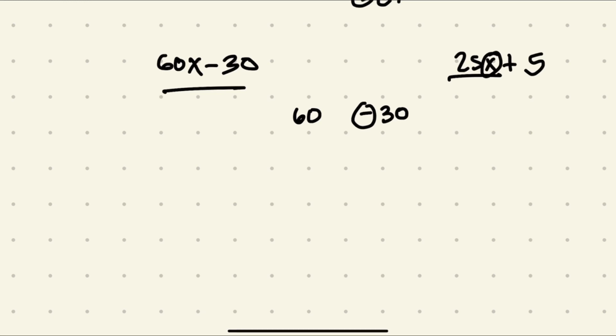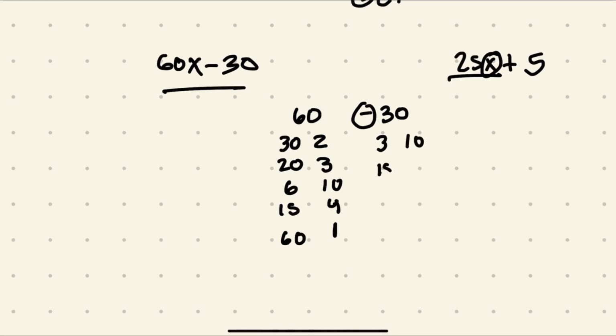Okay, so 60, let's list out the factors. 30 times 2, 20 times 3, 6, 10, 15, and 4, 60, and 1. With numbers like 60 or any kind of number that has a lot of different factors, list as many as you can, especially in any kind of assessment. It can be a little bit tricky, so list as many as you can come up with. We have 3 and 10 for 30, 15 and 2. We also have 6 and 5, 30 and 1. I think this is a pretty good list, so let's start actually seeing what common factors they have.